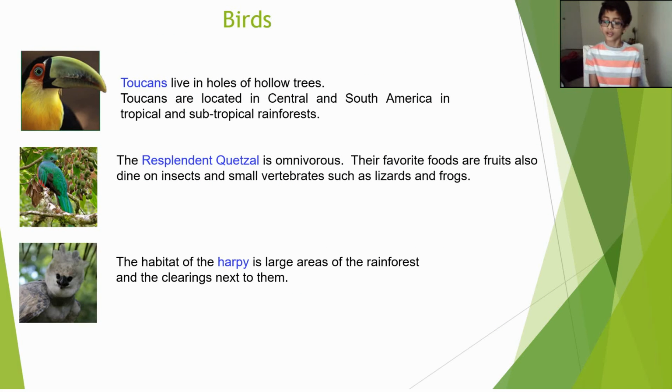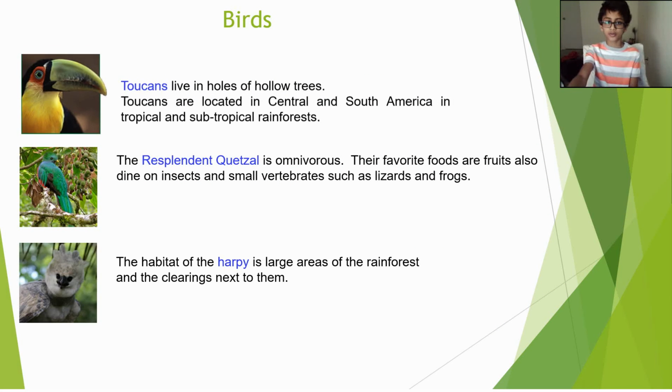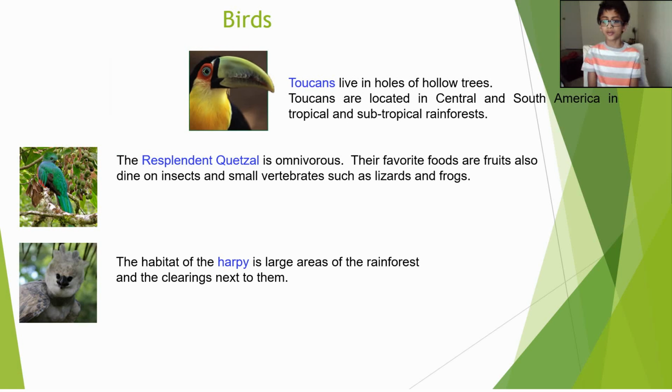And here are three birds. First, we're going to start with the toucan. This is one of the more famous birds. It lives in South America in holes of hollow trees. And it's herbivorous, which means it eats only plants.